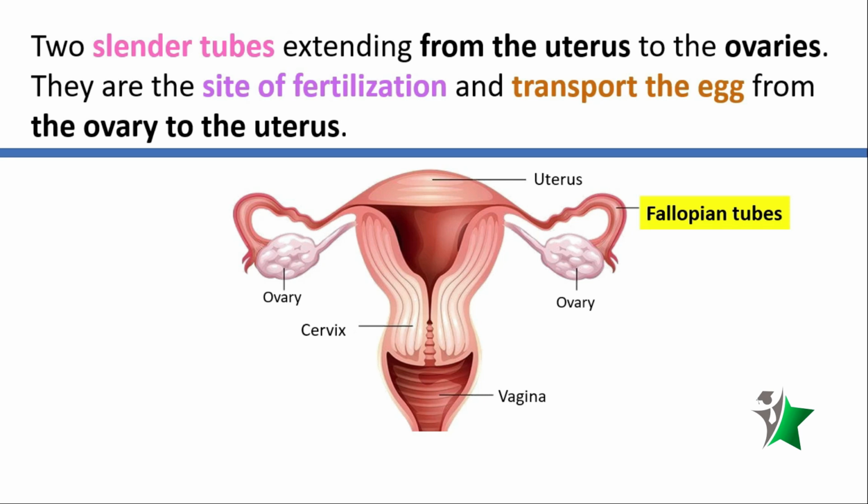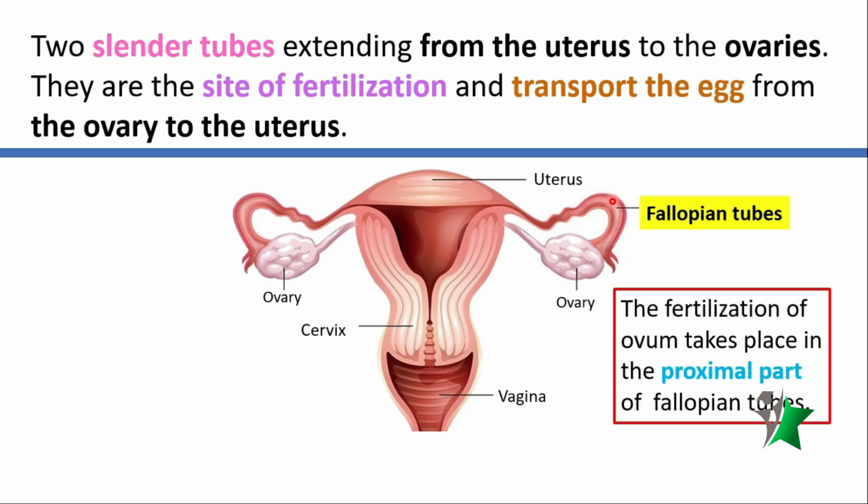Fallopian tubes are two slender tubes extending from the uterus to the ovaries. They are the site of fertilization and transport the egg from the ovary to the uterus. Note down, the fertilization of the ovum takes place in the proximal part of the fallopian tubes.